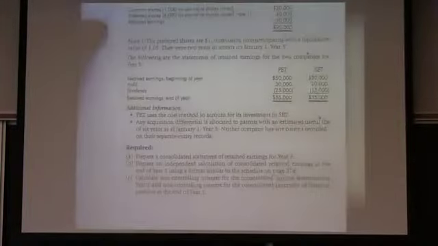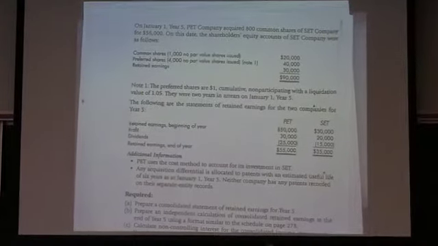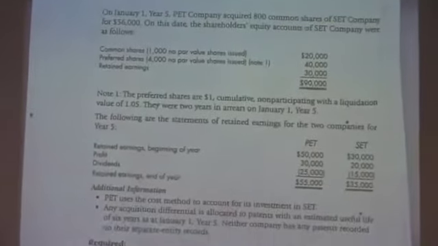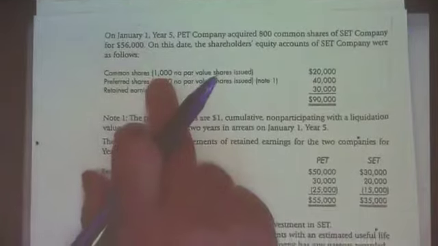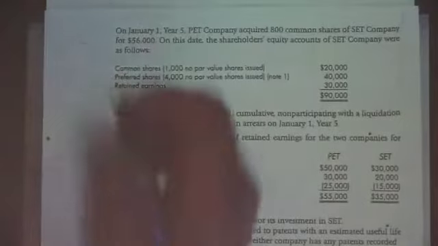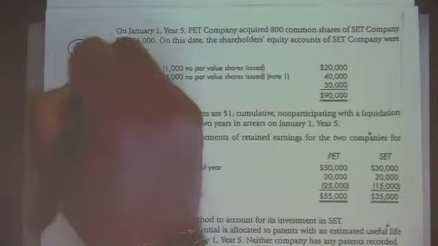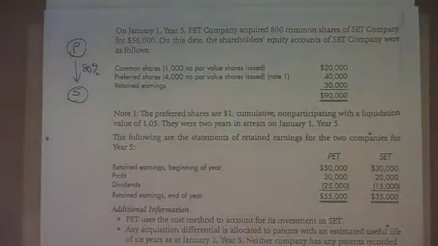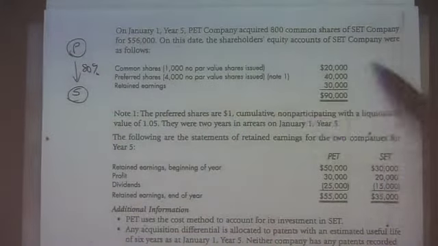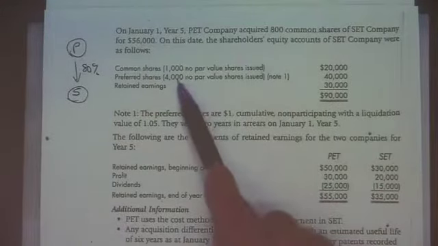So this question says on January 1st, PET acquired 800 common shares of SET for $56,000. Given that there are 1,000 shares and we own 800, we're going to assume it's an 80% ownership. I'd like to use the words P and S, parent and sub. Now, the subsidiary account of SET has the following shareholders' equity. You can see that there are the preferred shares, and it looks like it's $4,000, no par value.